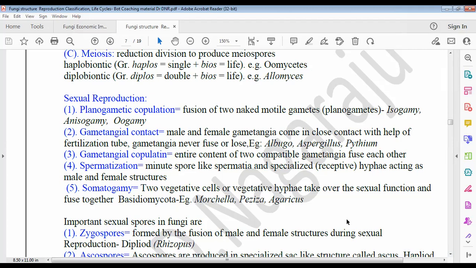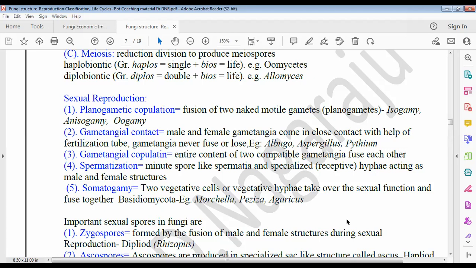If it is forming the ascus-like, saucer-shaped fruiting body, all those fungi are called ascomycetes. If it is forming the basidium, button-shaped fruiting bodies, all those are called basidiomycetes, based upon their fruiting bodies. Mastigomycetes, zygomycetes, ascomycetes, basidiomycetes.